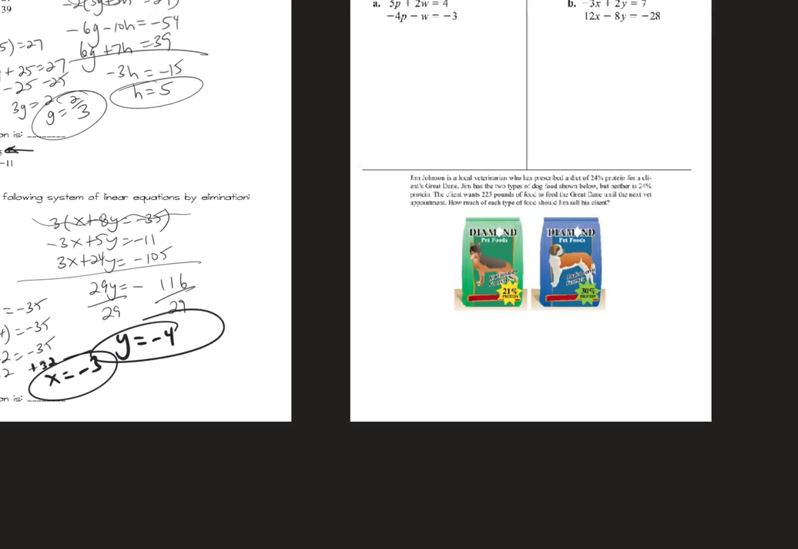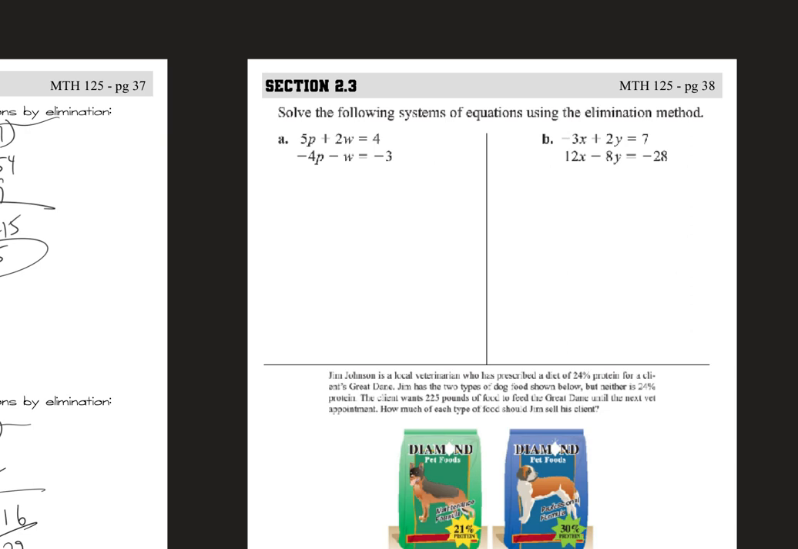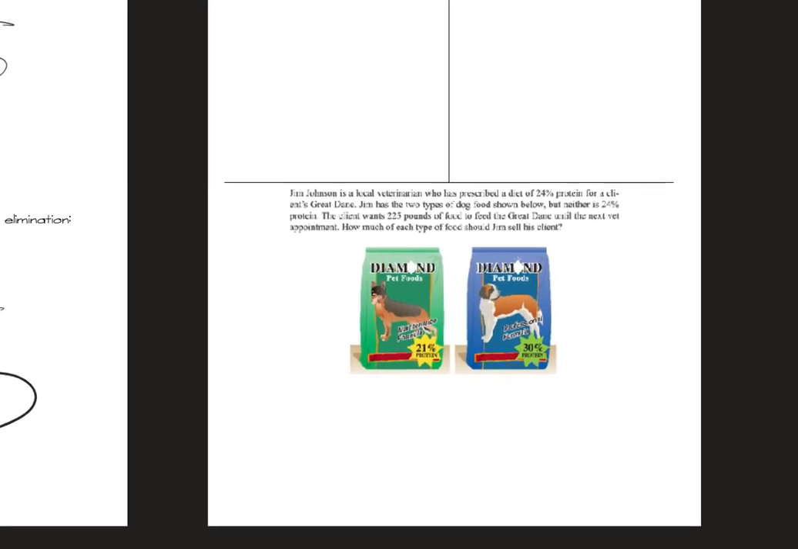This next page is looking at a couple more elimination questions that I'm going to go ahead and give you answers for in just a moment. But I want to look at this one here.